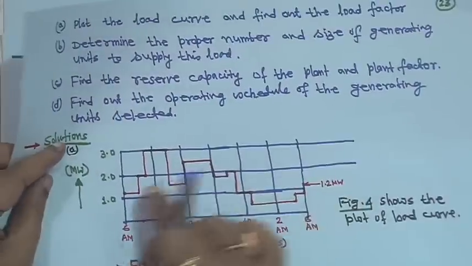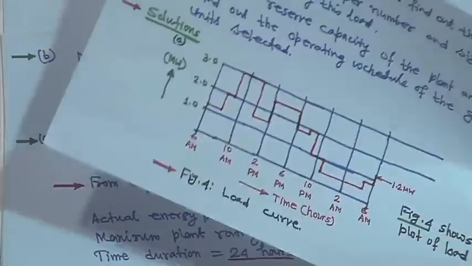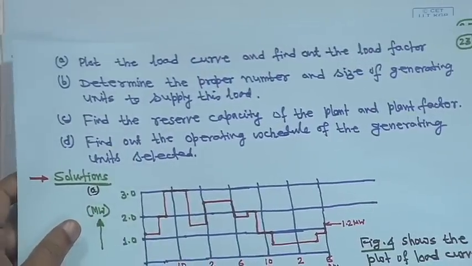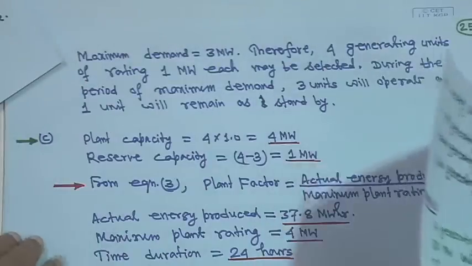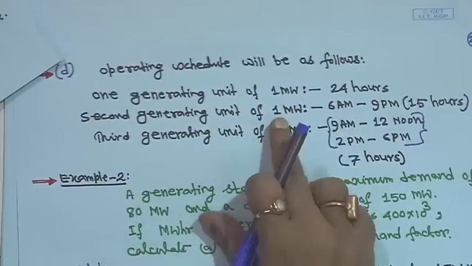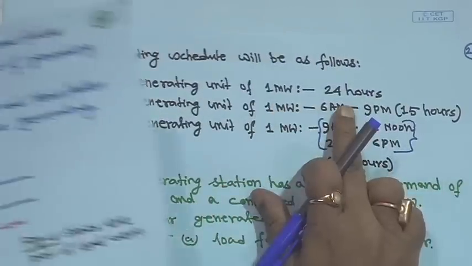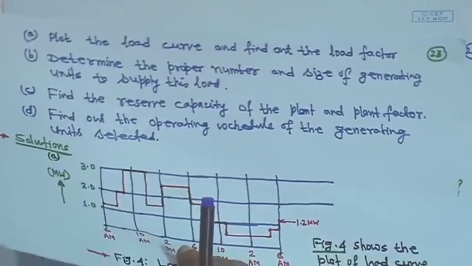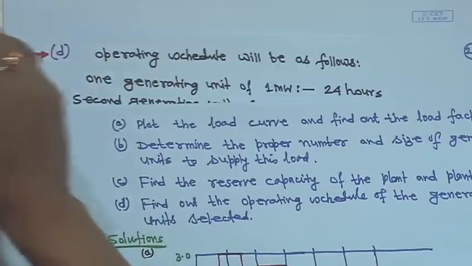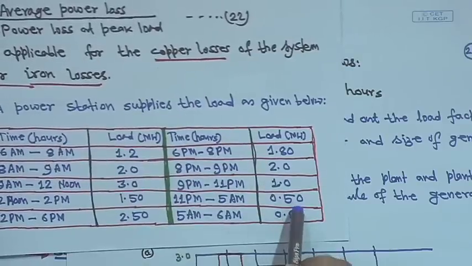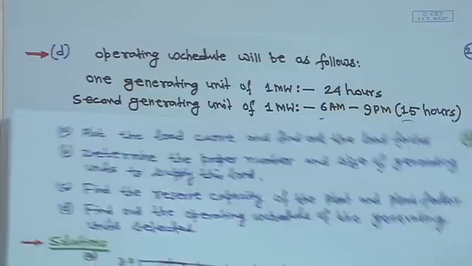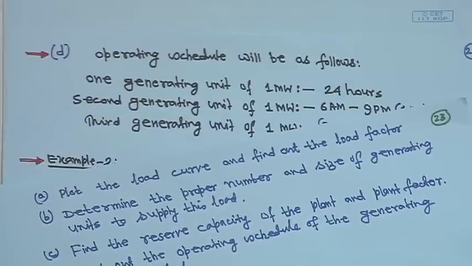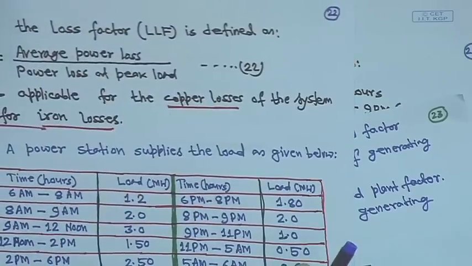You have to find out how these units will operate. In that case, if you look at the data, one generating unit of 1 megawatt must work for 24 hours, because the minimum load is 0.5 megawatt. So, this one generator has to be on for 24 hours, because this 0.5 megawatt load has to be supplied.